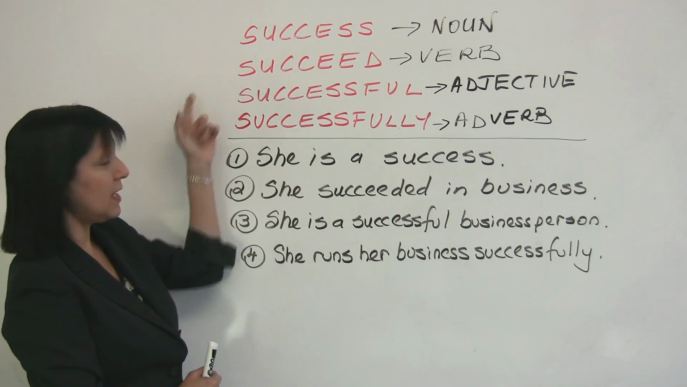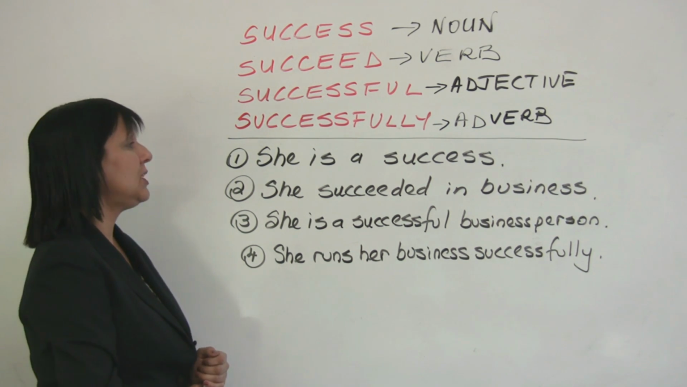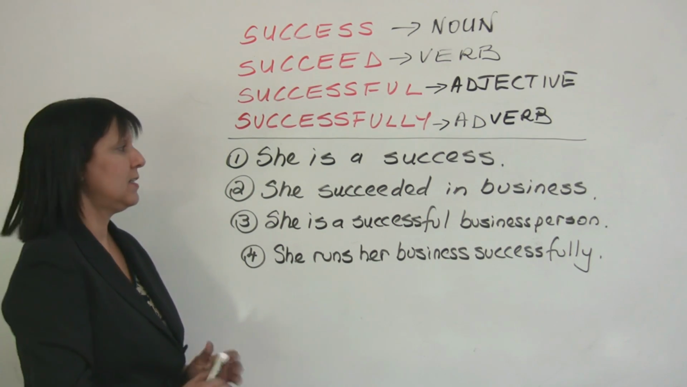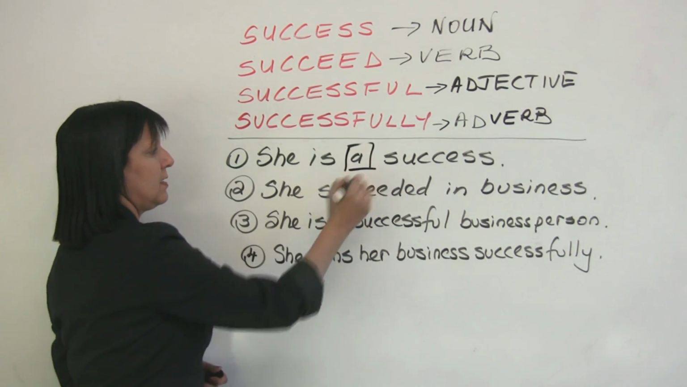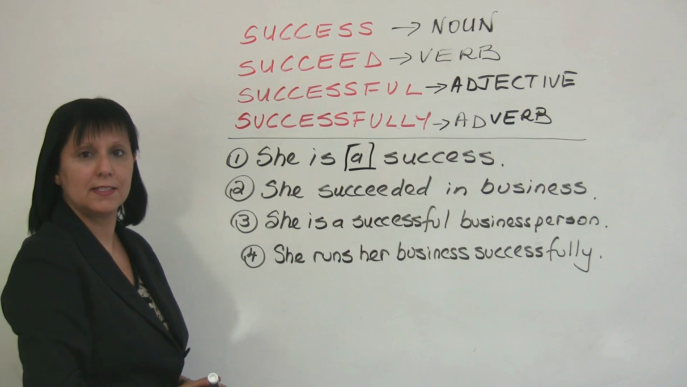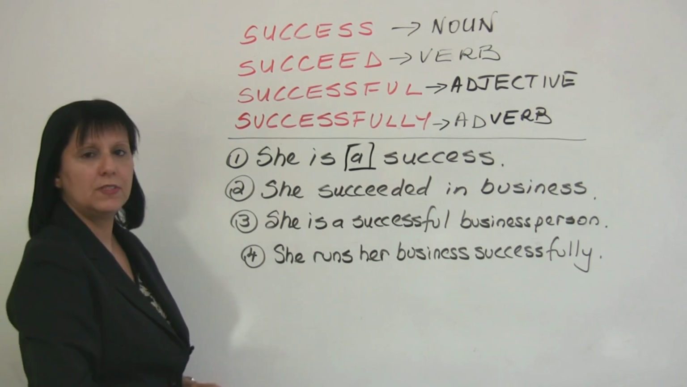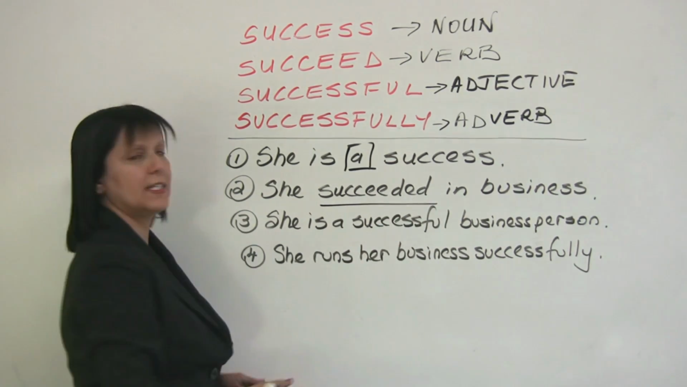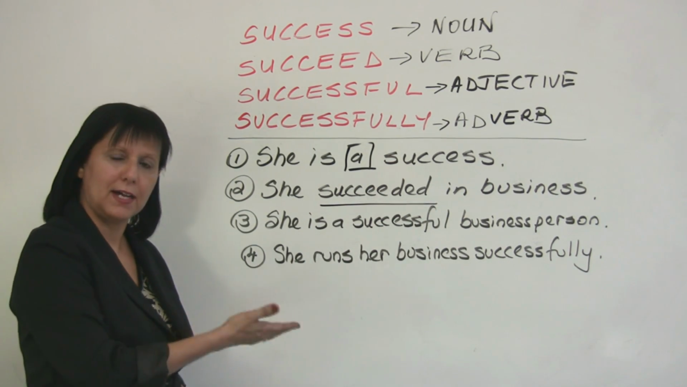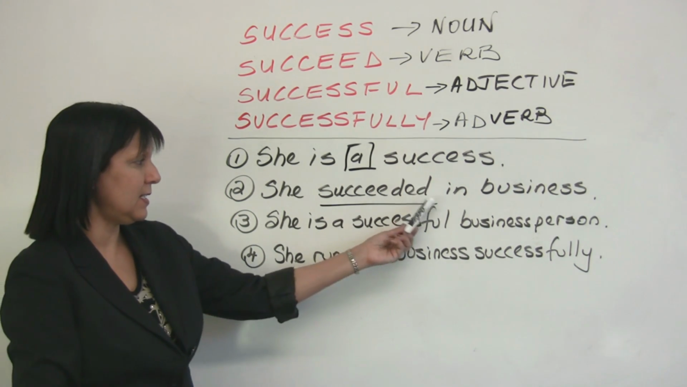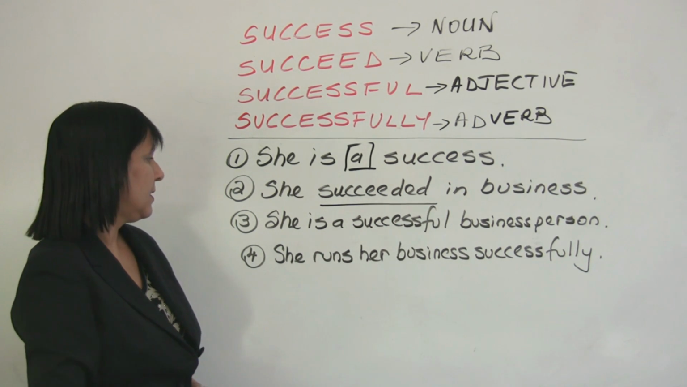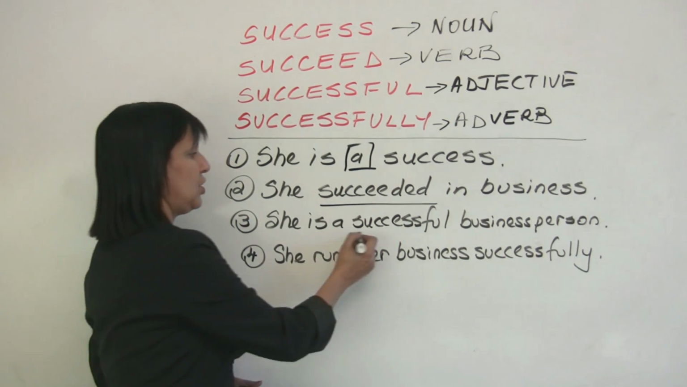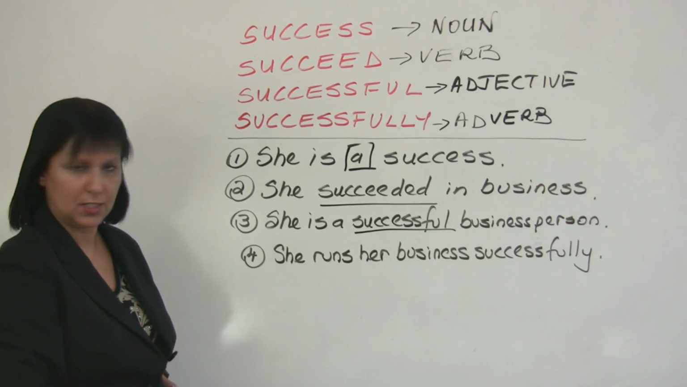First one, where it's used as a noun, is she is a success. Right? She is a success. So we see it's a noun, and we're using the word a before that, a success. Next, we're using it as a verb. She succeeded in business, right? She succeeded in business. We're using the past tense of that, so we added the ed. It's a regular verb. Third one, she is a successful business person, right?